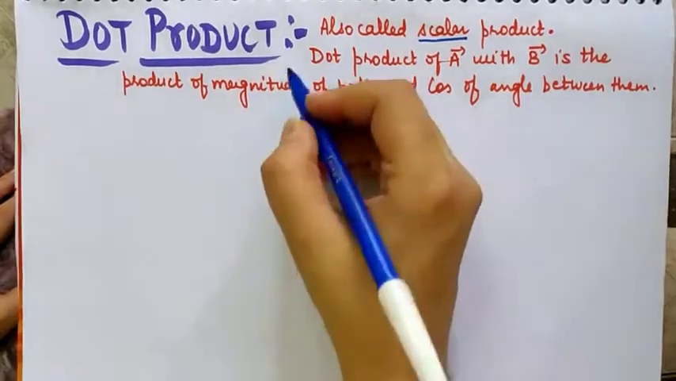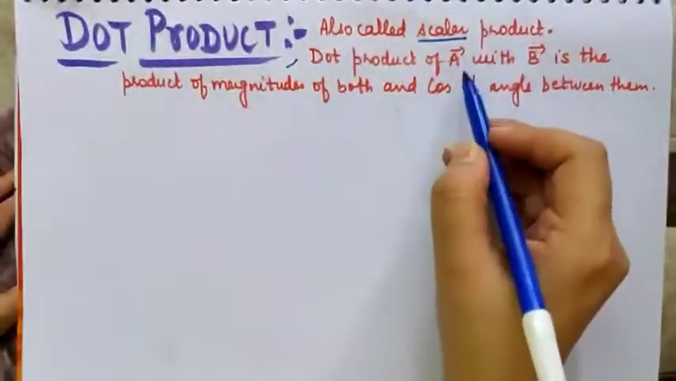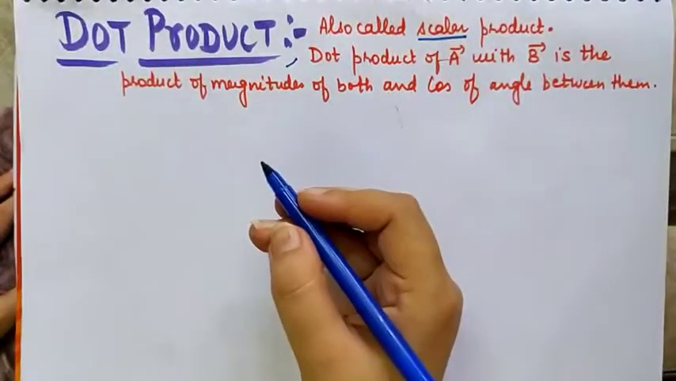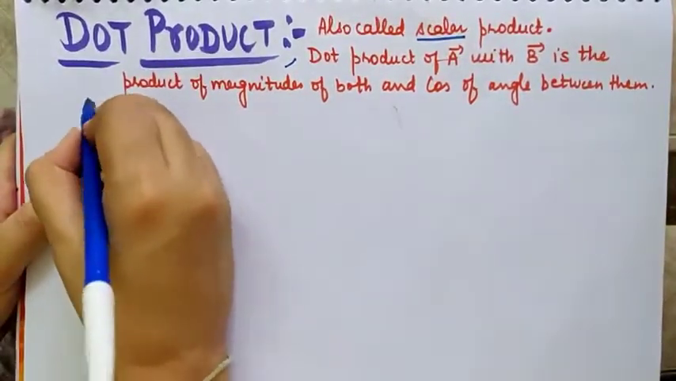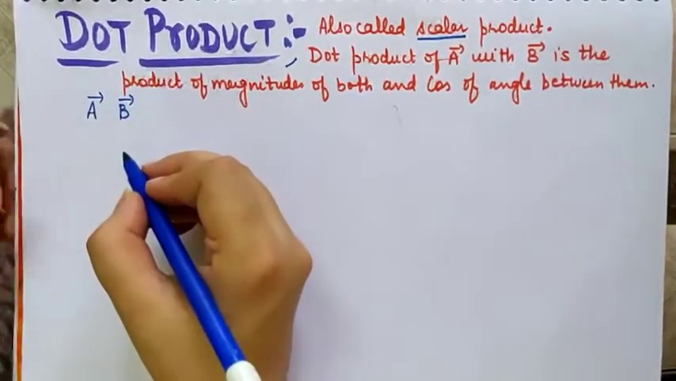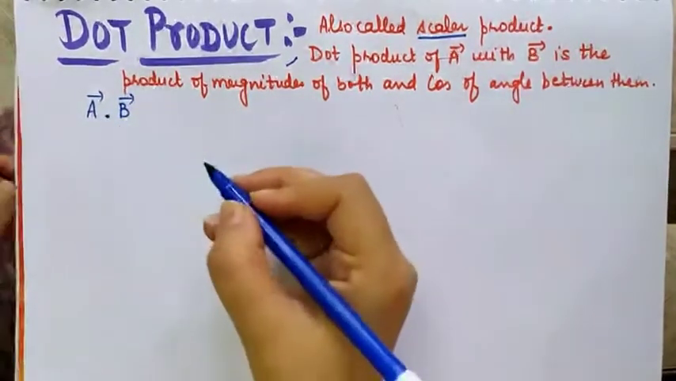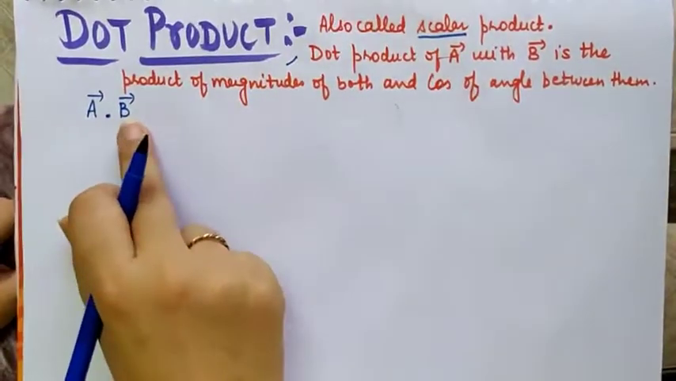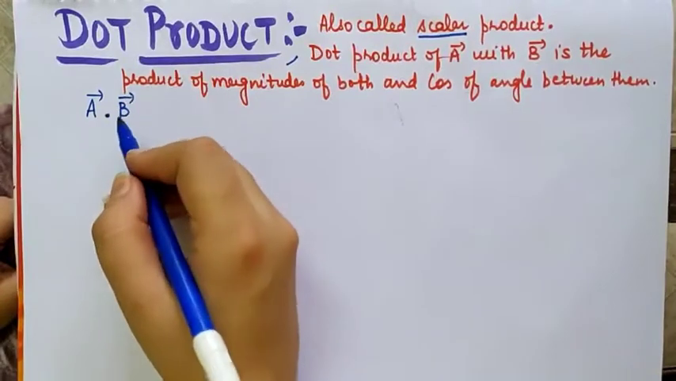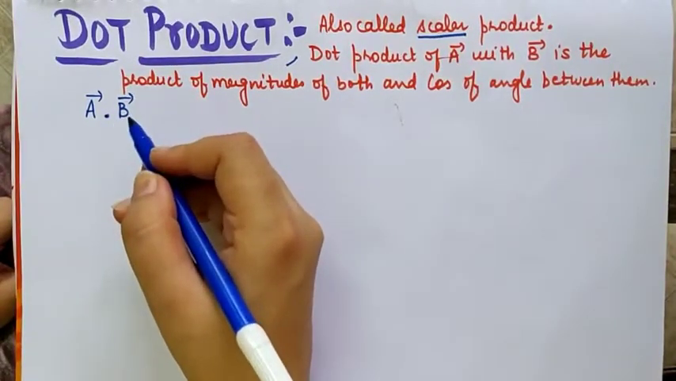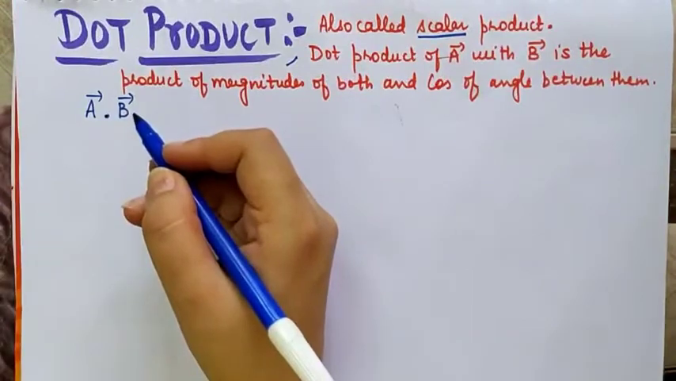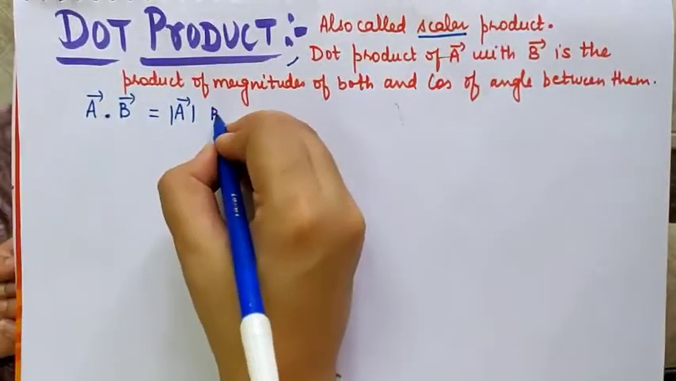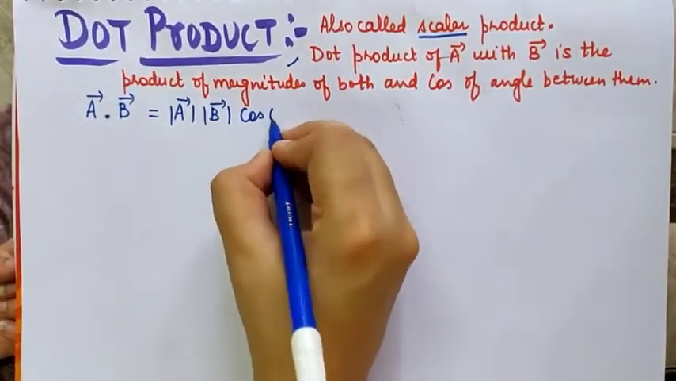And number 2, how is it defined? The dot product of A with B is the product of the magnitudes of them and also the cos of the angle between them. Suppose I have two vectors A and B. If I have to do the dot product of two vectors, then I must write a dot sign between them. Else you cannot write a dot sign, because if the symbols of vectors are given and a dot is written in between them, then it has a default meaning. So you cannot give another meaning to this equation. So A dot B will be equal to the magnitude of first, the magnitude of second, and cos of the angle between them.